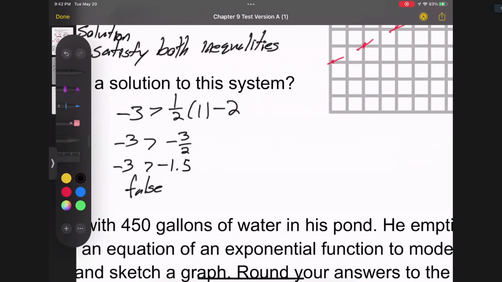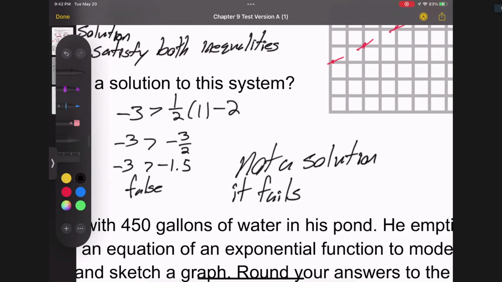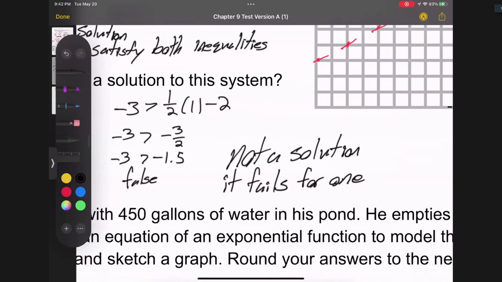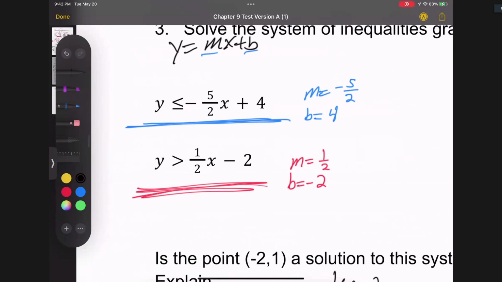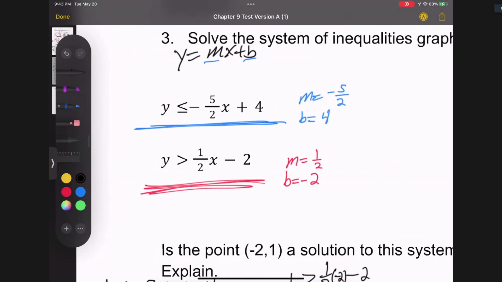It fails. Okay, so not a solution. It fails for 1. So it is not a solution. It fails for 1. And what do I mean? Fails for 1 means it fails for one of the inequalities. It satisfies one inequality, but it doesn't satisfy the other inequality.